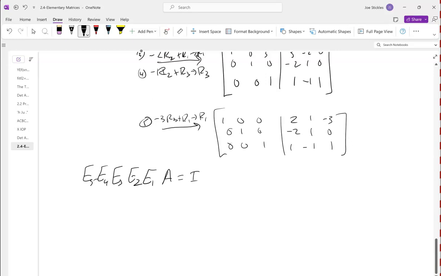Okay. Now, remember, the whole goal of this problem was to write A as a product of elementary matrices, right? So to write A as a product of elementary matrices, I need to move this whole product to the other side. Well, we know that the inverse of a product is the product of the inverses, but in reverse order, right? So A at the end should be E1 inverse, E2 inverse, E3 inverse, 4, 5.